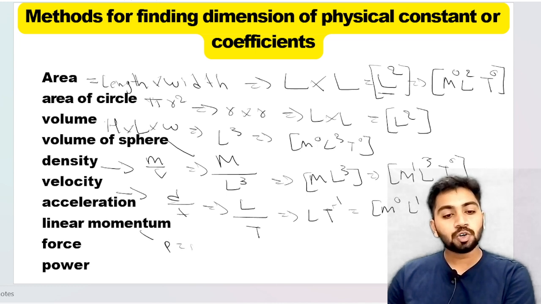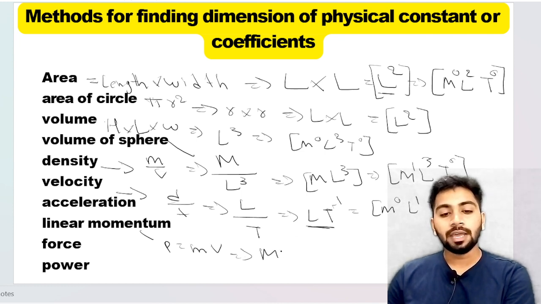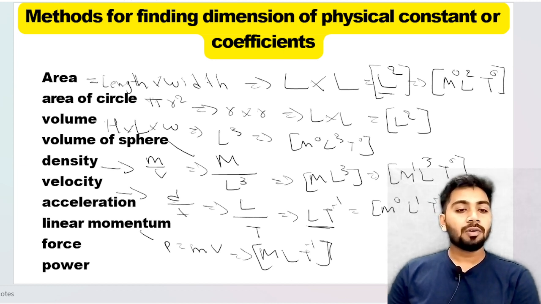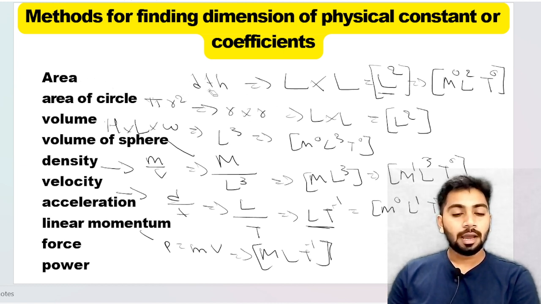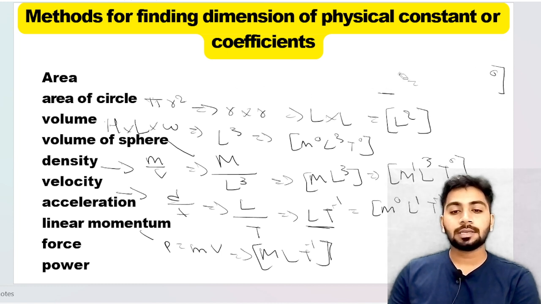Now let us say linear momentum. P is equal to mv, mass into velocity. Mass, you know, m, and v you just derived here, write it. You get the dimension for this also, which is a very easy concept. Now after this, I think you are taking notes. It's good to take notes in the class.